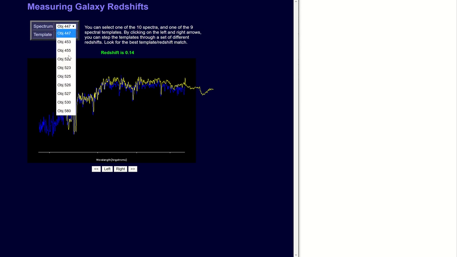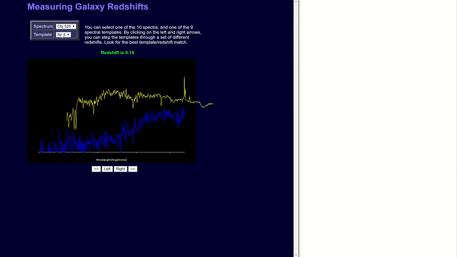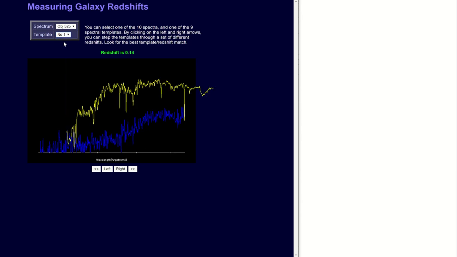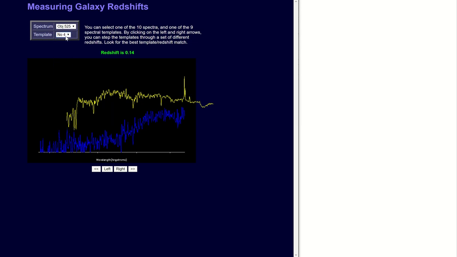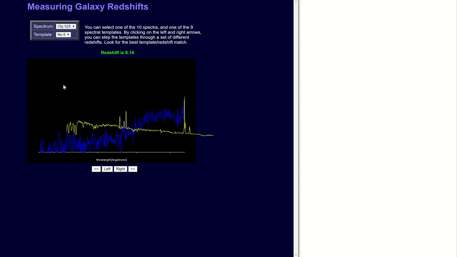Redshift 0.14. I'll go to another one. I've got to find the template that actually works with this. Again, these are all from models of galaxies. They could be spiral galaxies or elliptical galaxies. It just depends on what model we're looking at. This one might be a little hard to find. Let's see. Did I go through all of these? I may have. Nope, that's not it.